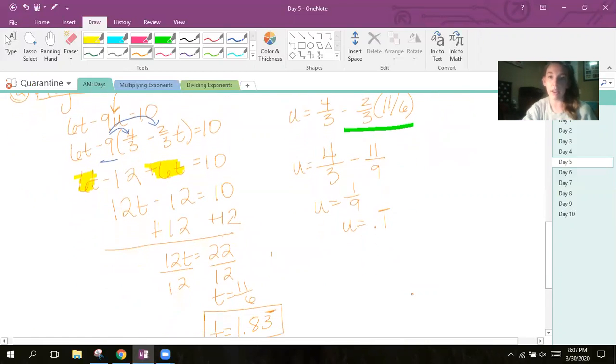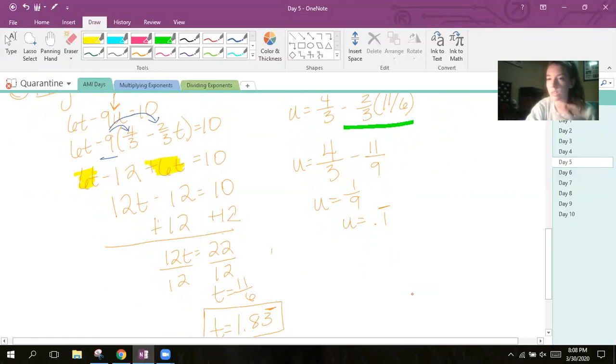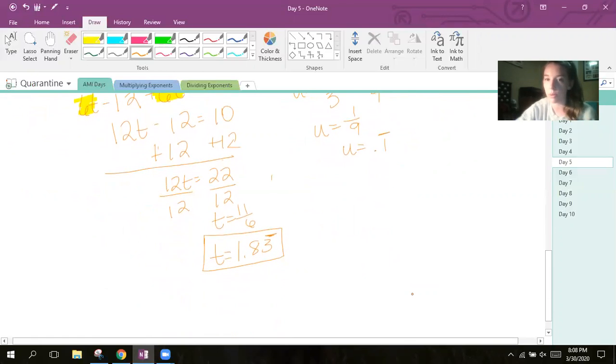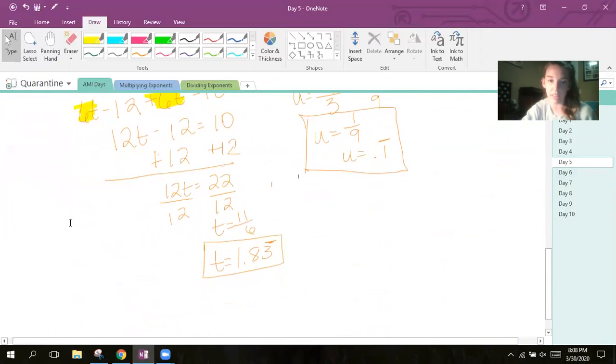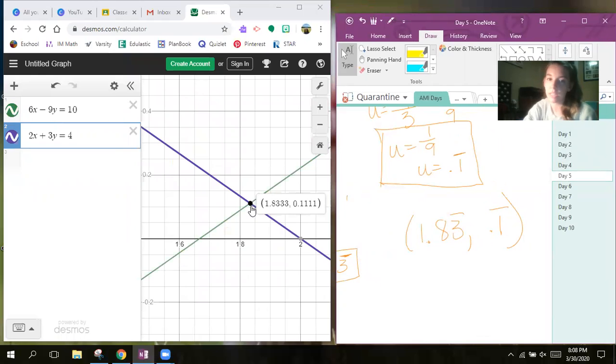Okay, so again, if we think back to what we just did in the other one, I know this one's a little weird because it doesn't come out as whole numbers, but it's still that same idea. It's that point. If we were to graph the two equations that we started with, then it should intersect at 1.83 repeating and 0.1 repeating, okay? So I went ahead and graphed it, and we can see the intersection point right here is exactly what we said, okay?